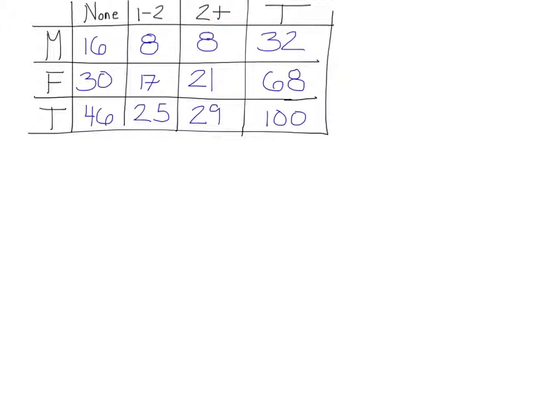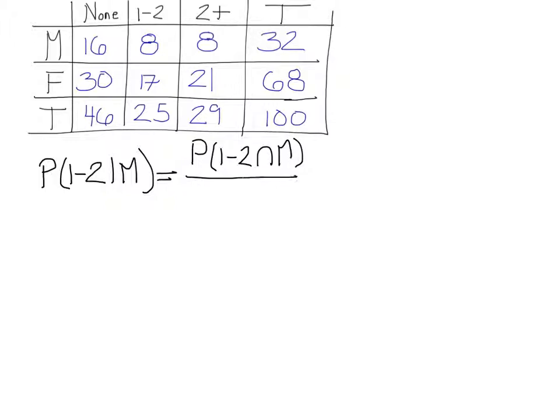So my question is, is there a relationship between, let's say, having 1 to 2 years of experience and gender? So let's try that. Let's look at an example of that. So let's try and find the probability that you have 1 to 2 years of experience, given that you're male. Okay, so that's going to be the probability that you have 1 to 2 years of experience and you're male, over the probability just that you're a male in this group.